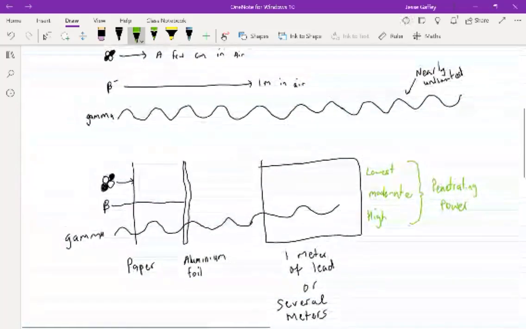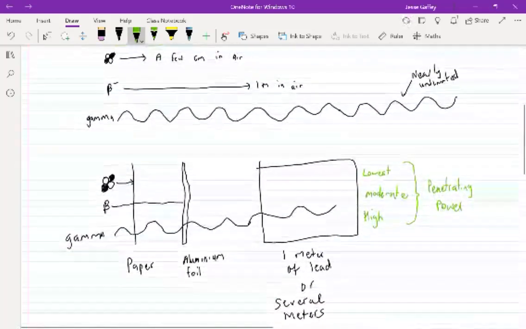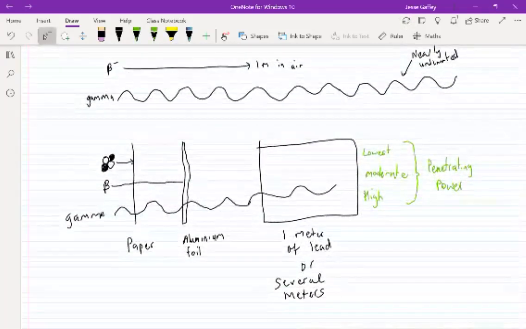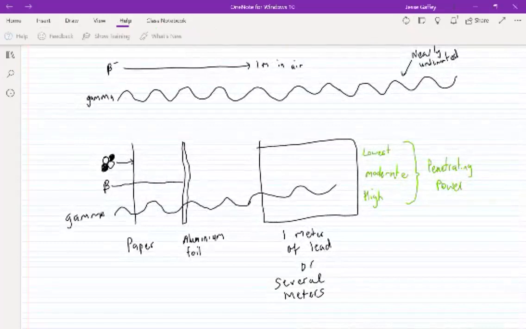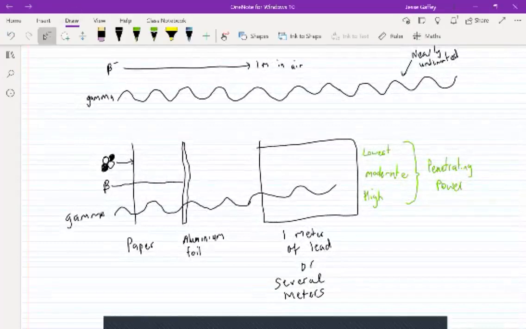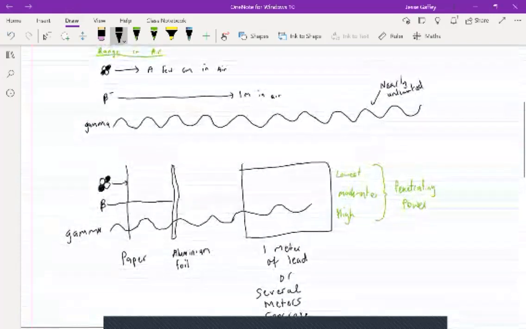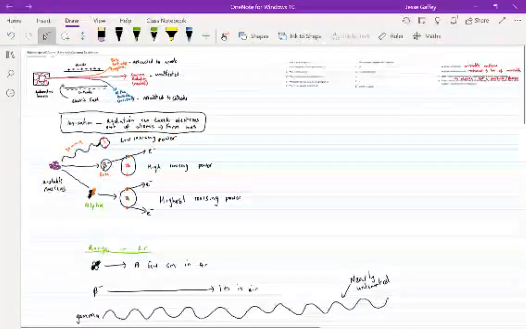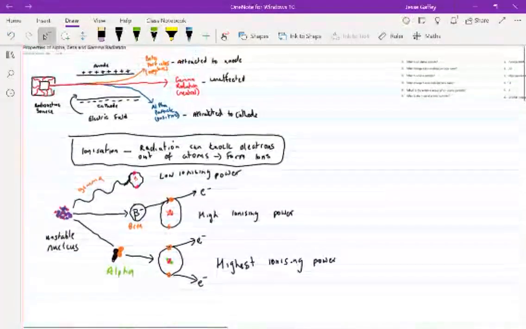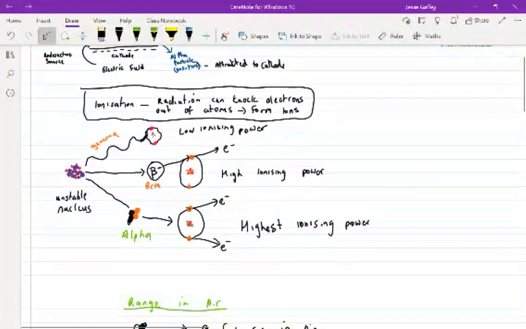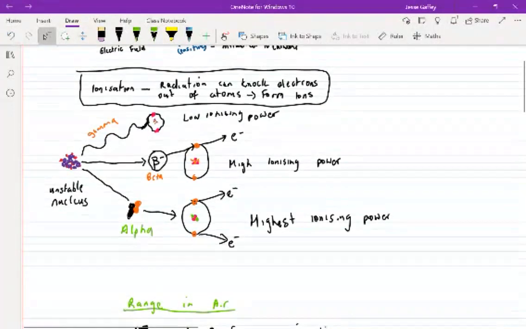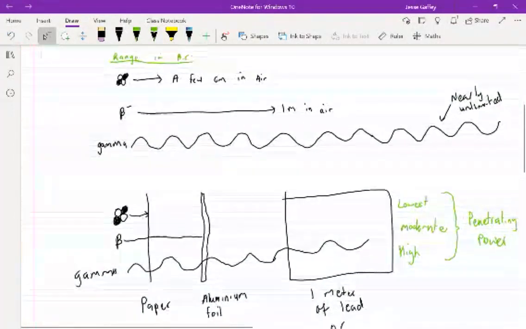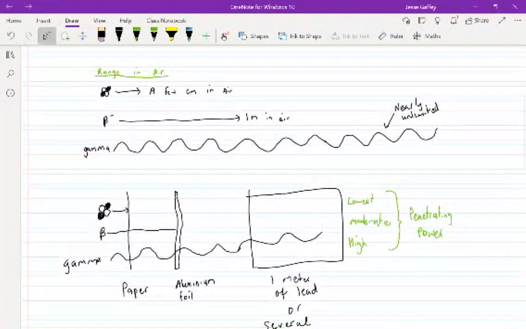Okay, so gamma radiation has an unlimited range in air, and it can only be stopped by a meter of lead or several meters of concrete. Sorry, I forgot to write that it was concrete. Now again, you don't need to rush and take all this stuff down, guys. It's more important that you listen and understand. All right, so that is our range in air. So the properties we've looked at are how they act in an electric field, how much ionizing power they have, and their penetrating power or penetrating ability.